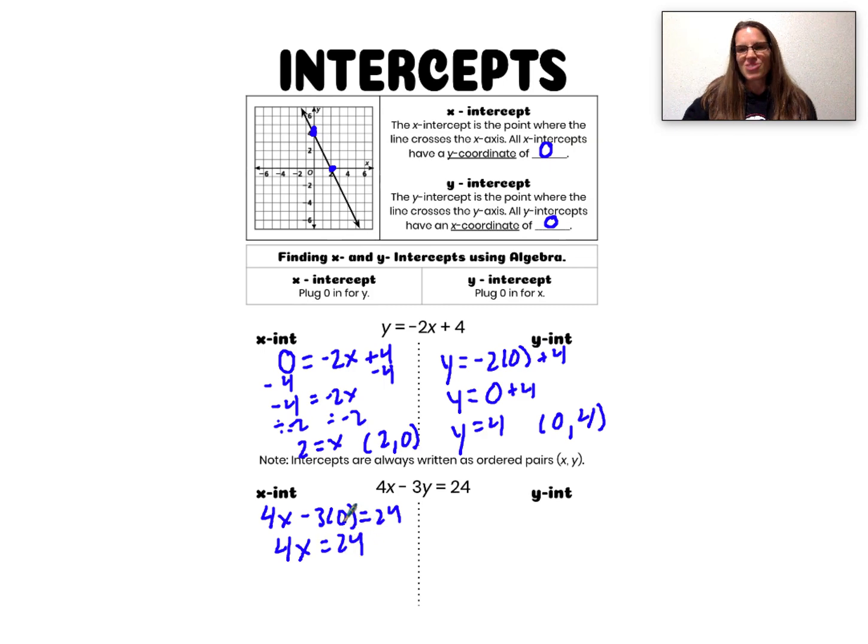I'm not going to require you to write the step 4x minus 0. Ooh, one-step equation. This is lovely. So the x-coordinate of the x-intercept is just 6, and the x-intercept is (6, 0).